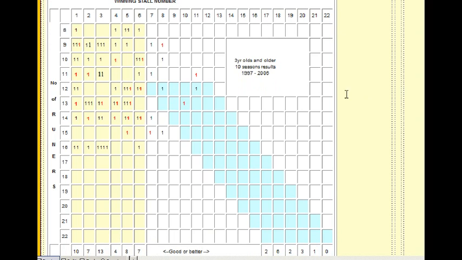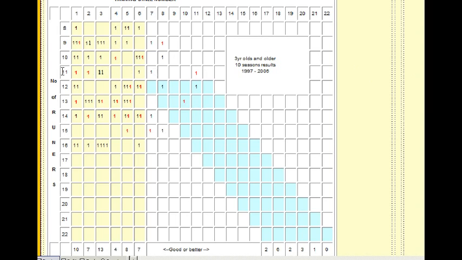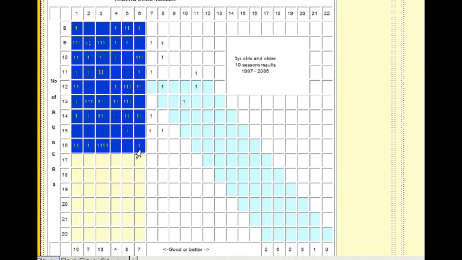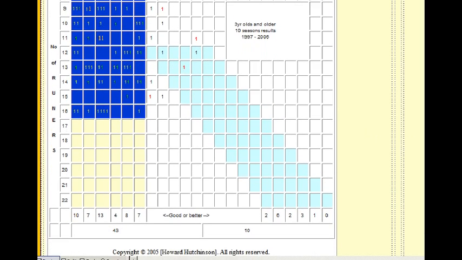Right, we can see the results in here. You can see the red ones, they're on good to soft or softer going, and the black ones are on good or better. Now you see a good cluster of results from the bottom 6 stalls at this course and distance, and relatively few results from the top 6 stalls up there. So that's a good indication in the pattern of a low draw advantage.